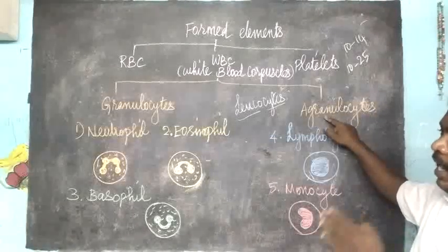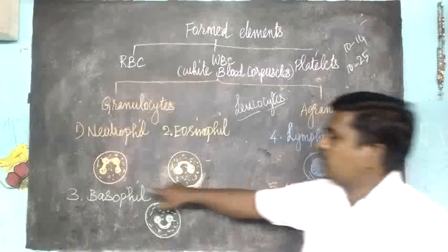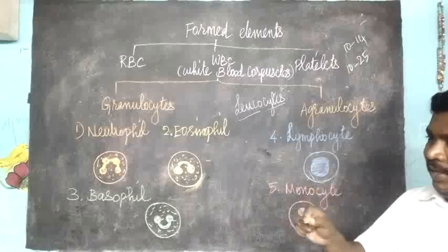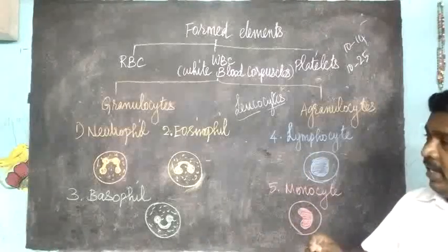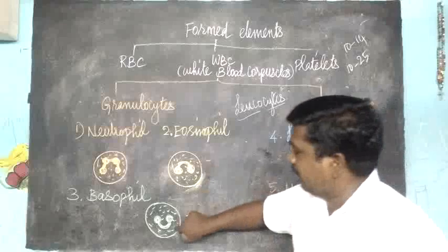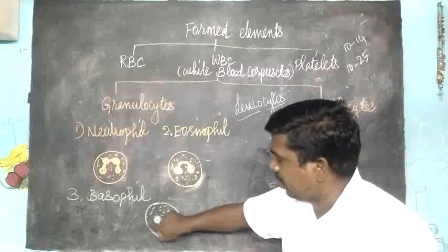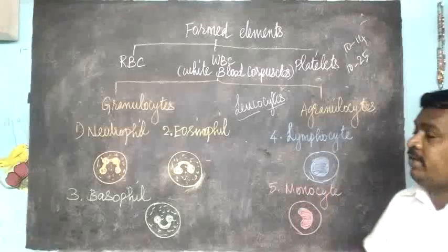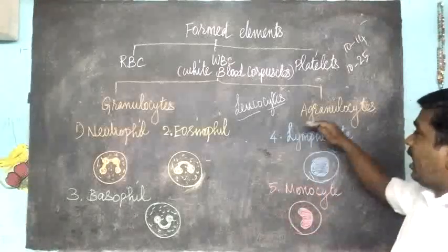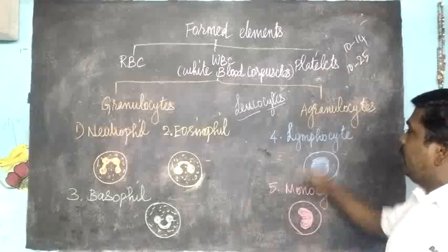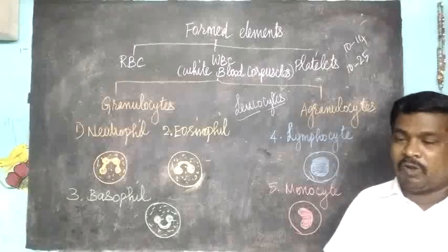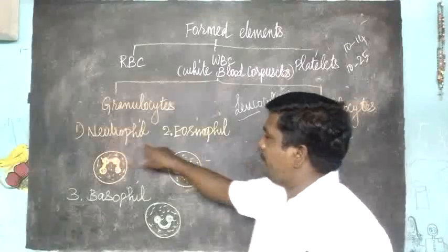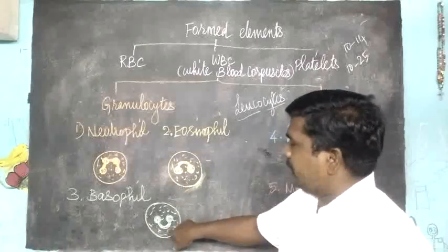Granulocytes have small granules around the nucleus. Cytes means cells, so those WBC cells have granules around the nucleus. Just imagine the nucleus, and around the nucleus, if the granules are present, they are called granulocytes. If the granules are absent, they are called agranulocytes. The granulocytes are 3 types: neutrophil, eosinophil and basophil.